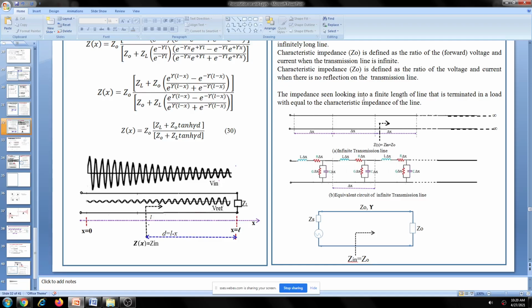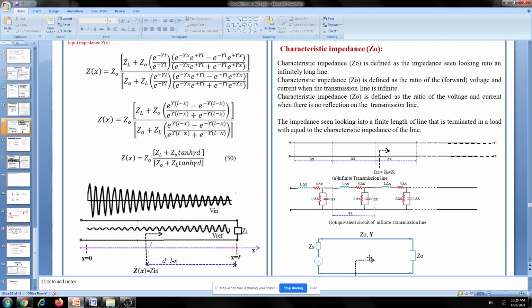That is the impedance looking into a finite length of line terminated in a load equal to the characteristic impedance of the line. Then also there is no reflected wave. If you measure the impedance at any point, it is also equal to the characteristic impedance. So this is the definition of characteristic impedance.